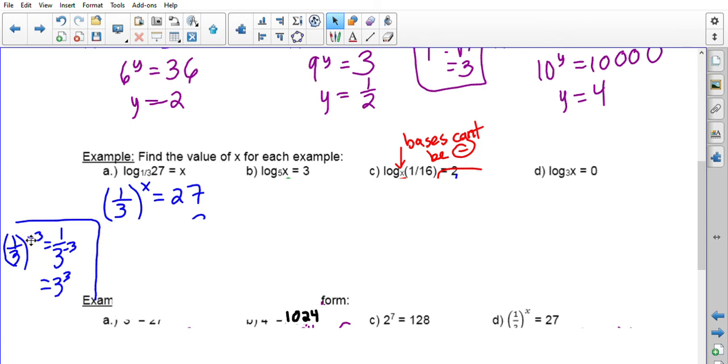Let's think, what if I raised it to the -3? Then I'd get 1 over 3 to the -3, and then to make it positive, I would bring it up to the top, so it'd be 3 cubed, and that would equal 27. So that means the answer to this question is -3. That's the only thing that when I plug it in here would give me positive 27.